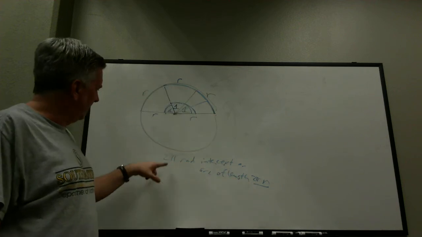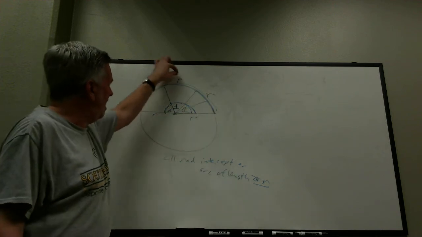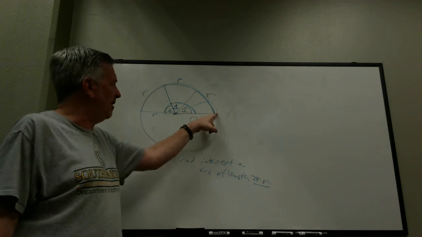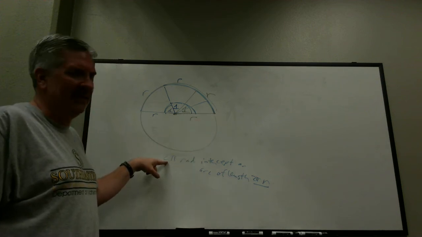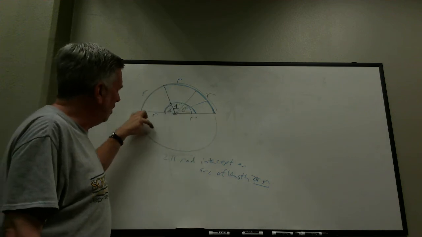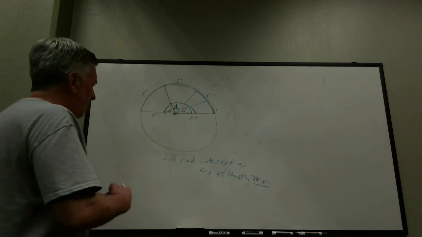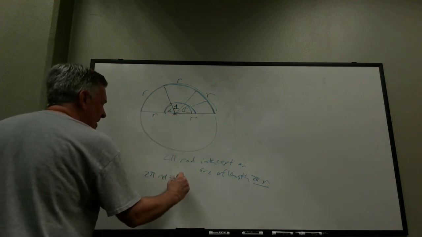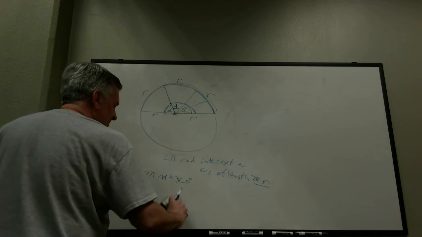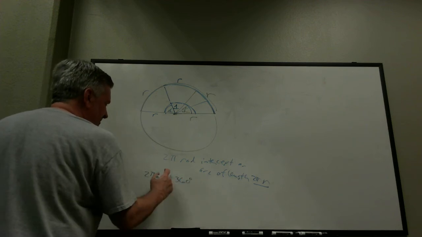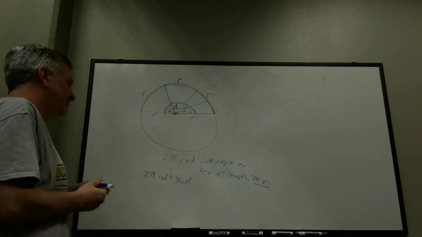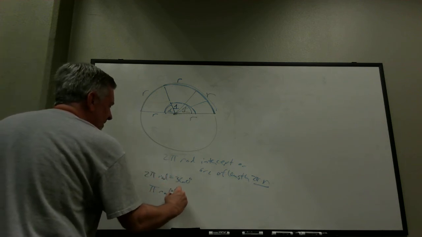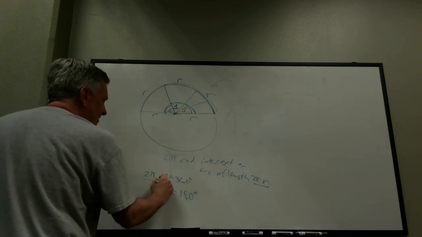Well, wait a minute. If 2 pi radians cuts out an arc length of 2 pi r, and 2 pi r is all the way around, what does that tell you about 2 pi radians? That's the angle that goes all the way around. So what do we learn from this? 2 pi radians is the same as 360 degrees, right? Because 2 pi was all the way around. Now notice if I divide both sides by 2, you get pi radians is 180 degrees. And that's our conversion, right?